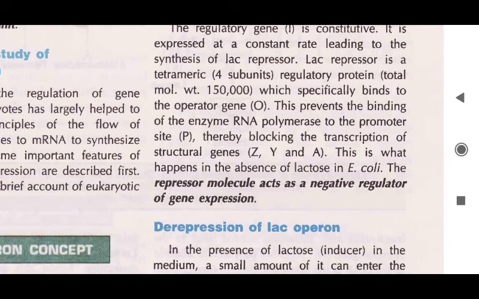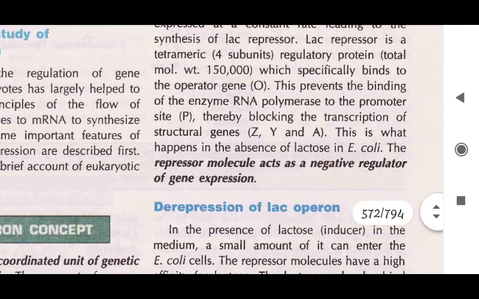And thus when it binds to the operator gene, it prevents RNA polymerase from binding to the promoter site. So RNA polymerase cannot bind to the promoter now because the operator gene is occupied by the repressor, thereby blocking the transcription of the structural genes.